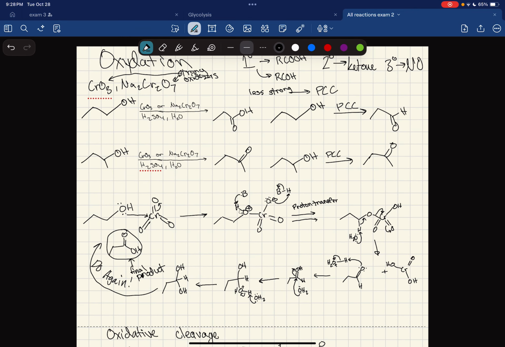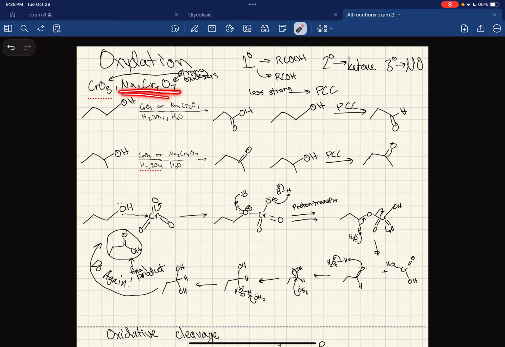Oxidation. You do need to know this, or the mechanisms for these, for this test. So we got two types of reagents that are most typical. You got this, I forgot what it's called, but CrO3, and then this bigger one. These act the same, and these are strong oxidizers. And then you got PCC, which is a weak oxidizer.